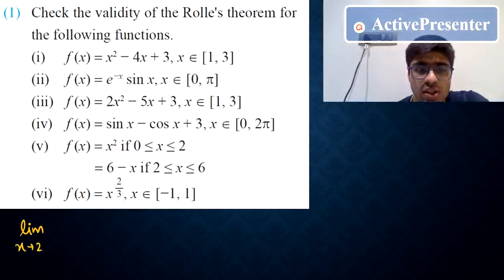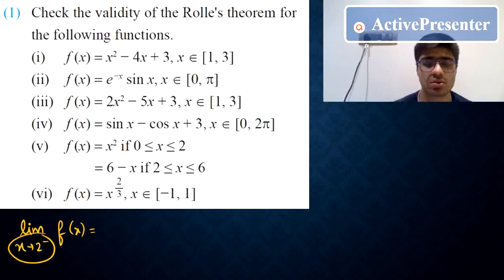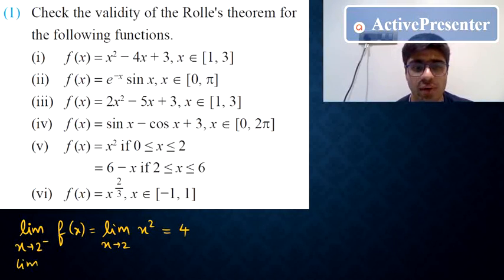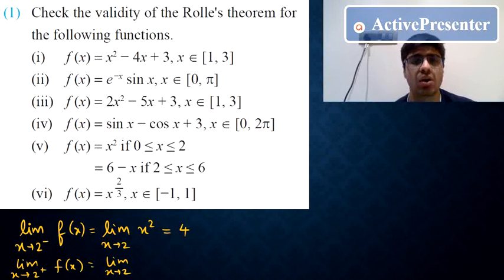So the left hand limit, which is x tending to 2 minus, when x approaches 2 from the left hand side, we have the function as x square. So this will be limit of x tends to 2 x square, which will be equal to 2 square, and that is equal to 4. Let's evaluate the right hand limit, that is limit of x tends to 2 plus f of x. The right hand limit, that is when x is greater than 2, the function for that will be 6 minus x. So when we put x equal to 2 here, we get 6 minus 2, which is equal to 4.